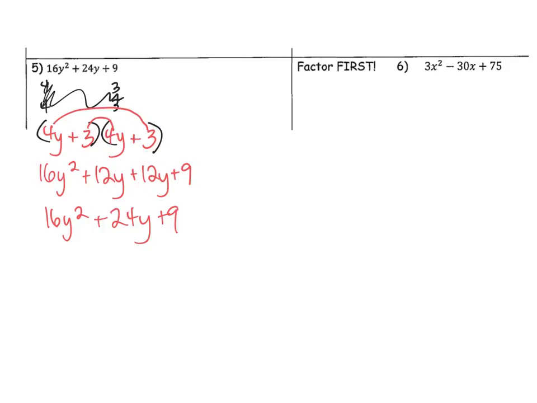Okay. Ooh, factor first. What does that mean, factor first? Why would I write that? We've never seen this before. If you see that there is a number in common with all 3, you can factor out a GCF first. What GCF? 3. Yes. So factor out a 3 and see what happens. 3 times x squared minus 10x plus 25.